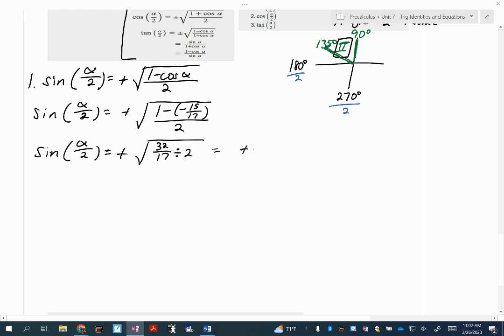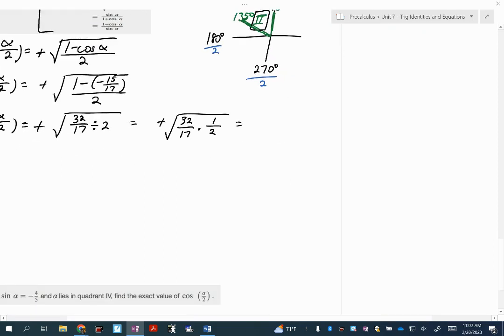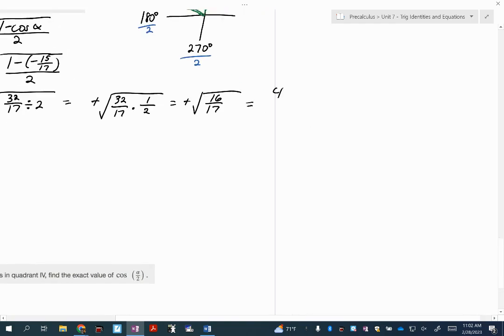Again, I'm never going to divide by that 2. I'm going to go ahead and multiply by the reciprocal, which is going to give me times 1/2. The 32 divided by 2, when I look diagonally, is going to make the square root of 16 17ths. I do know the square root of 16, that's 4. And I don't know the square root of 17.